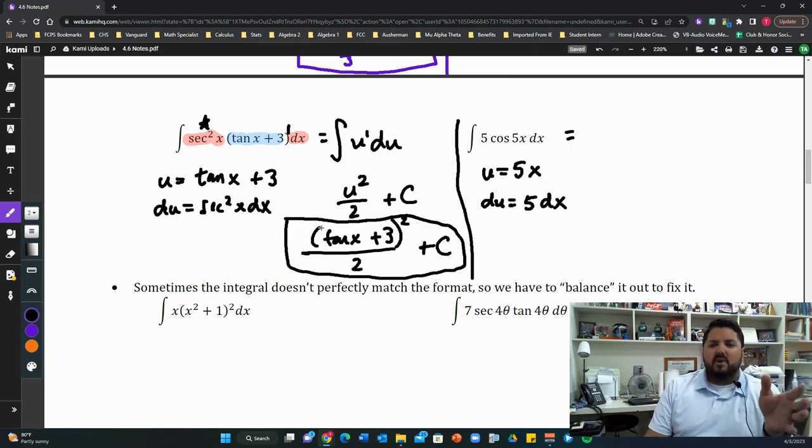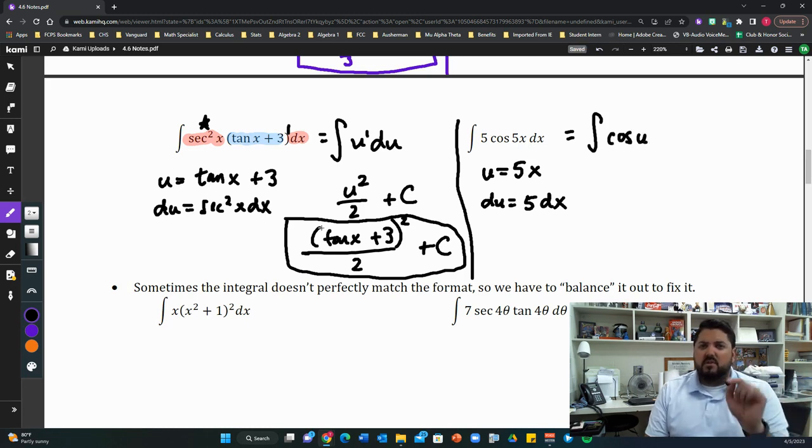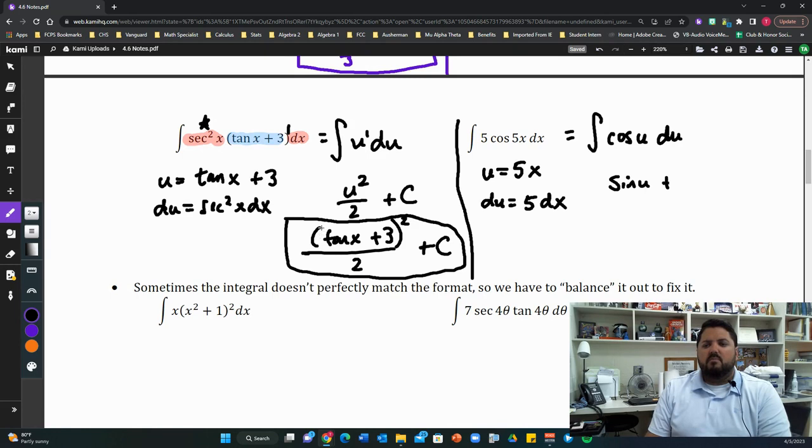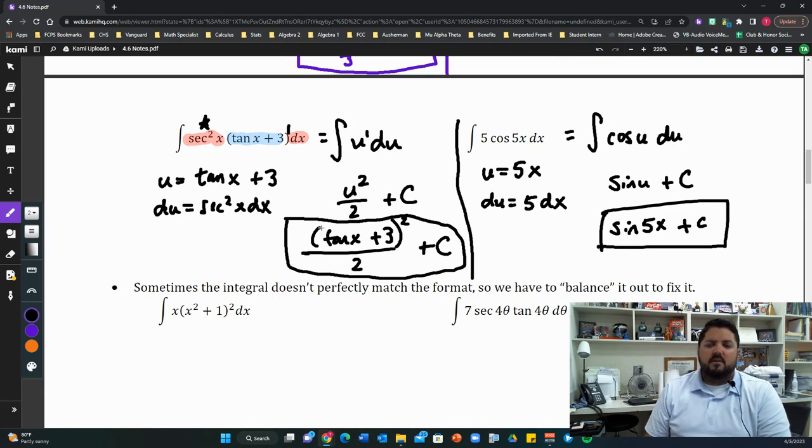So because I have what I need, I can rewrite this as 5x comes out, u goes in, which means the cosine function is still there. That's my outside function. 5x was composed inside of that in the argument. And then 5 dx comes out, du goes in its place. So we have what we need. The integral of cosine of u is just sine of u plus c. So we get sine of 5x plus c. And that is our final answer.